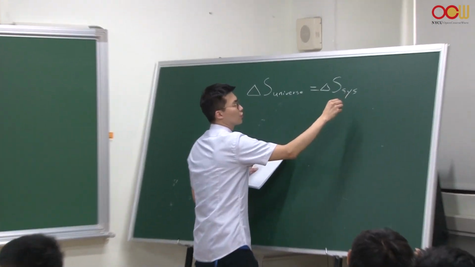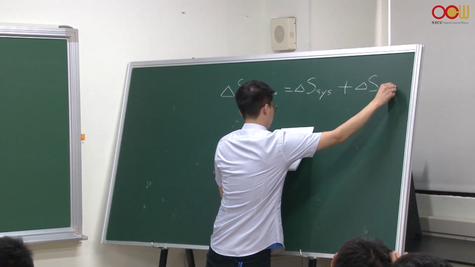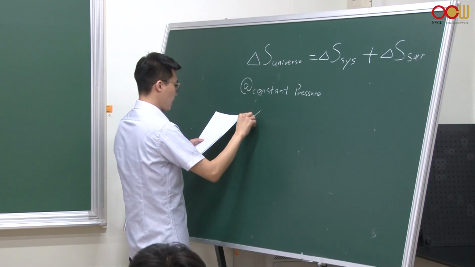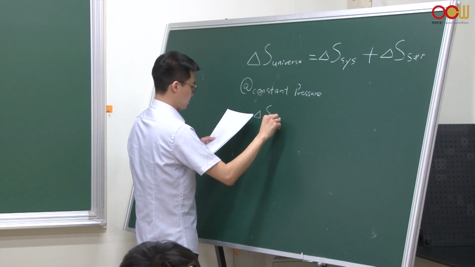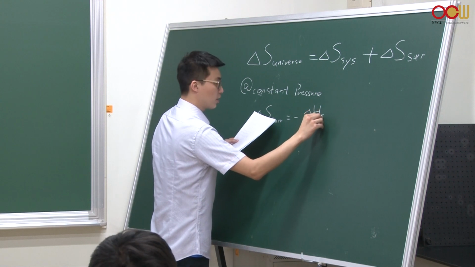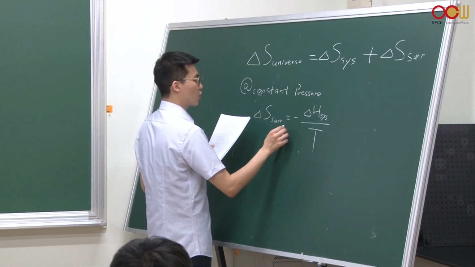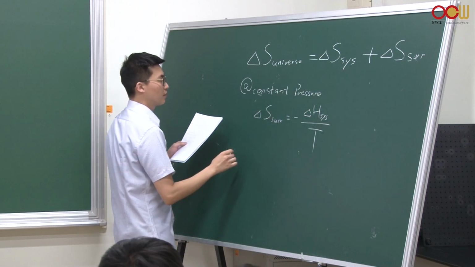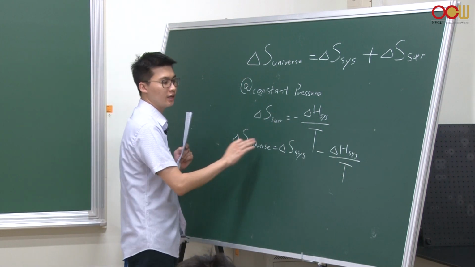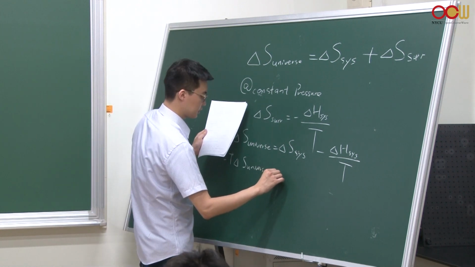So for the entropy of your system plus surroundings, we know at constant pressure we can get the delta S of the surroundings. It's equal to the heat, or the enthalpy, that you put into your surroundings from your system. So if we substitute this term into this equation, and then multiply negative T on both sides of the equation, you will get this equation.